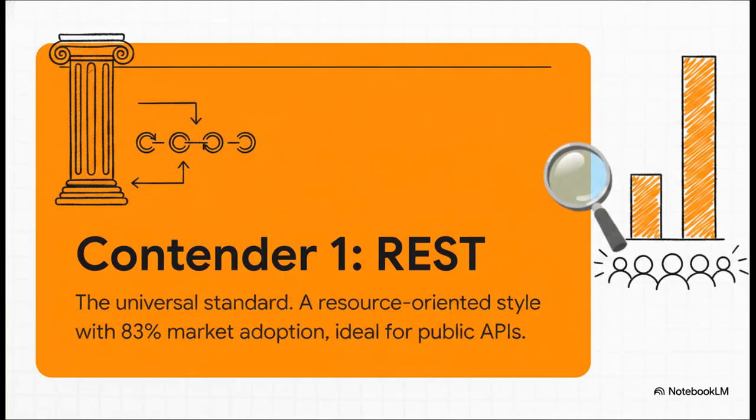First up, we've got REST. You can think of REST as the universal standard, the reliable workhorse of the API world. This is the one everybody knows. It's a resource-oriented style, and it's absolutely dominant, with something like 83% market adoption. It's familiar, it's straightforward, and it's pretty much the default choice for most public-facing APIs out there.